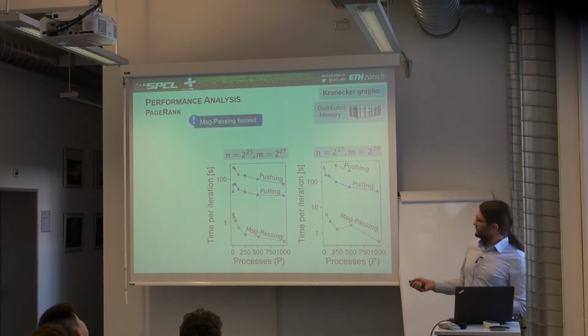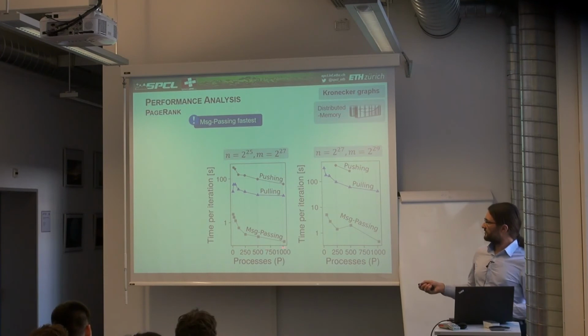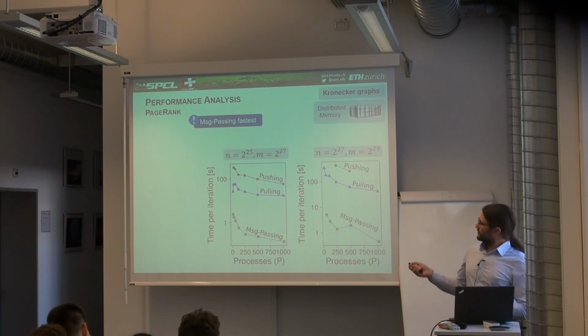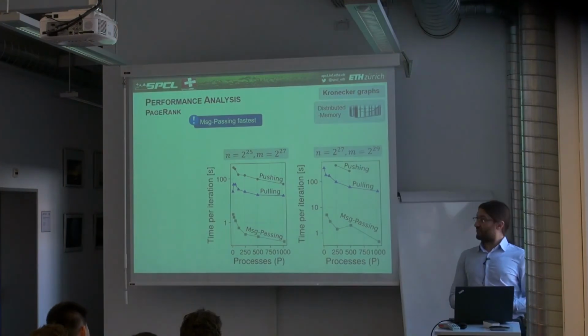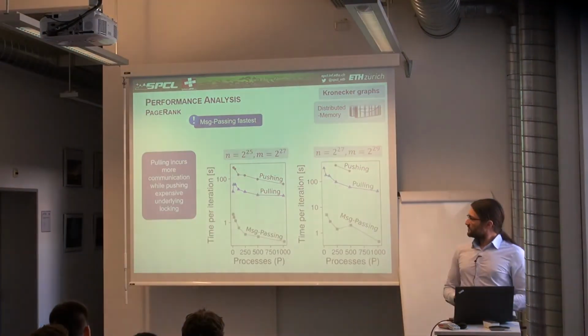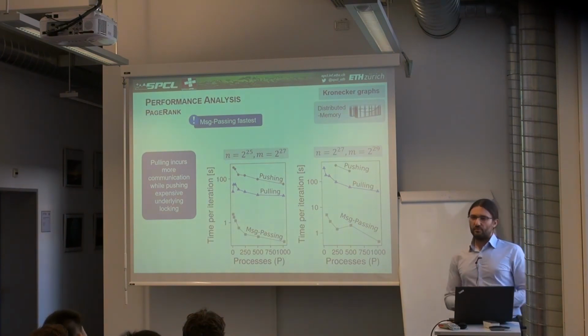Now we can see that we have three variants for each of these plots: the pushing variant, the pulling variant, and message passing implemented with collective operations. And surprisingly, pushing and pulling done with RMA are really slow, with pushing being the slowest, pulling a bit faster, and then message passing very fast. It turns out that pulling incurs much more communication, and it's much more communication heavy than the part that uses optimized collective communication.